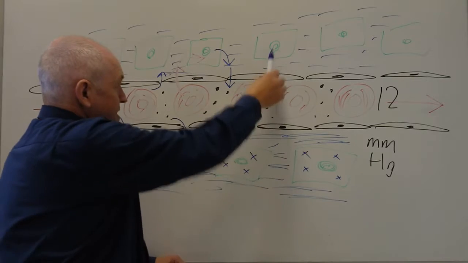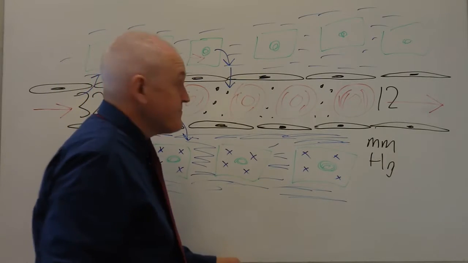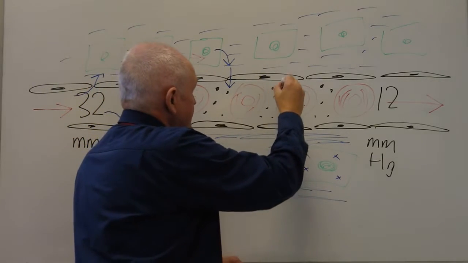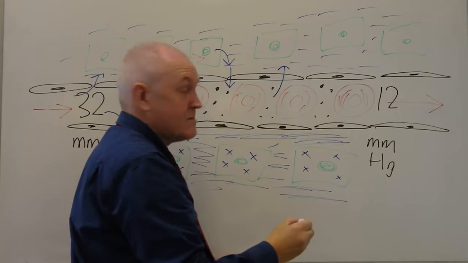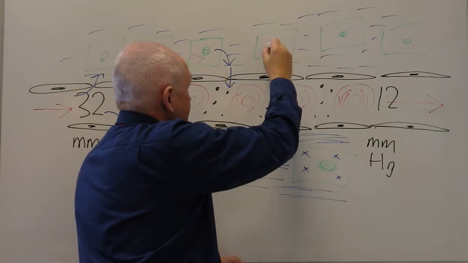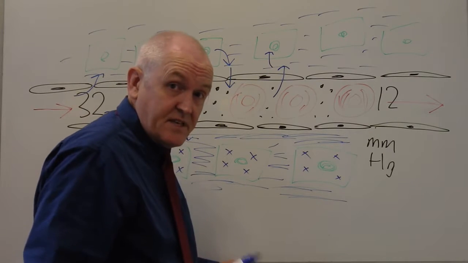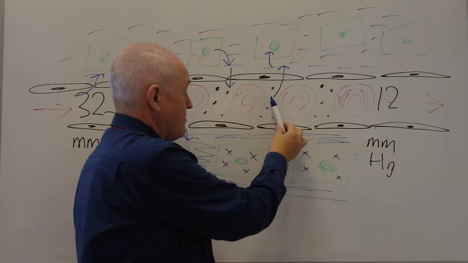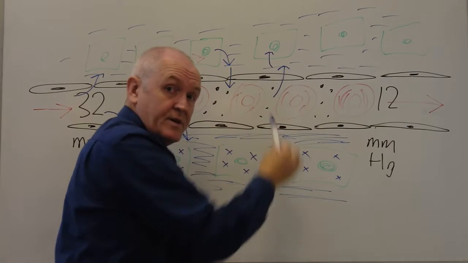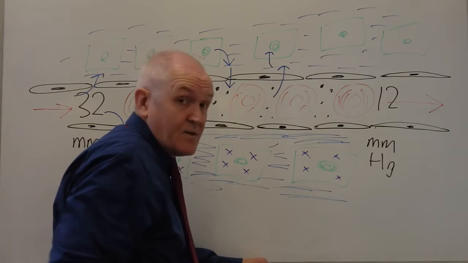But of course the cells need other things as well. They need glucose. So again, that has to diffuse from the blood into the tissue fluid before it gets into the cells. Vitamin C is needed by the cells. So again, it's got to go from the blood to the tissue fluid into the cells. It's the only way it's going to get there.